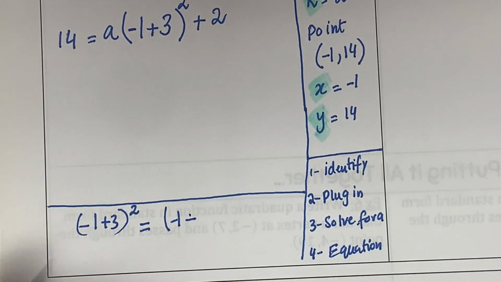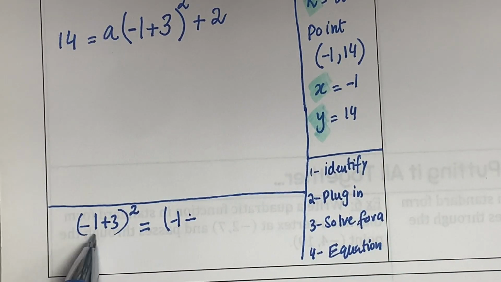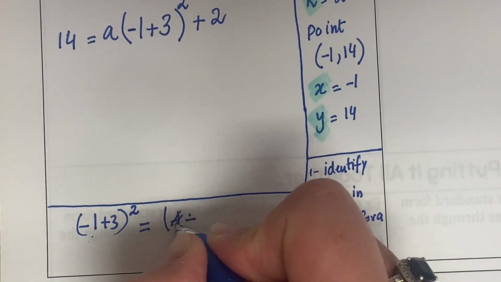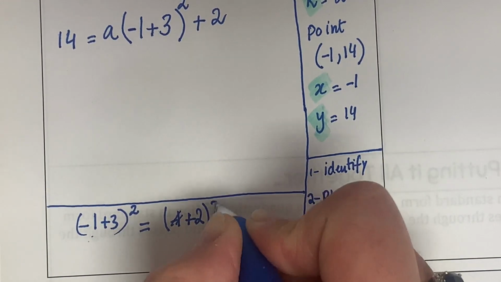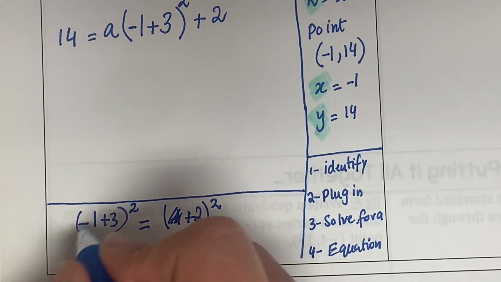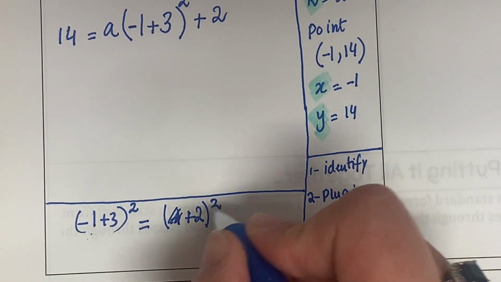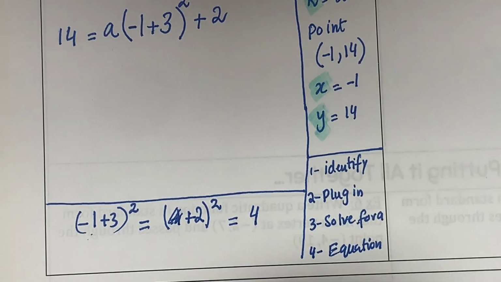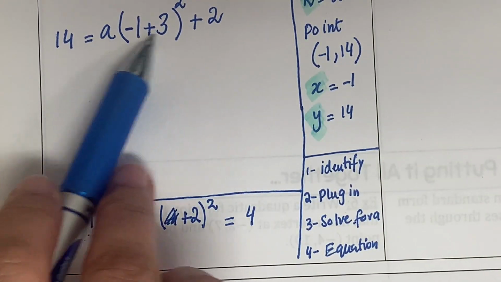So I have that -1 plus 3 whole squared. Solve the parentheses inside first. So -1 plus 3 is, what is it? I lost my thought. Positive 2. It is positive 2 whole squared. 3 minus 1 is 2. And then 2 squared is basically 4. So that is equal to 4.